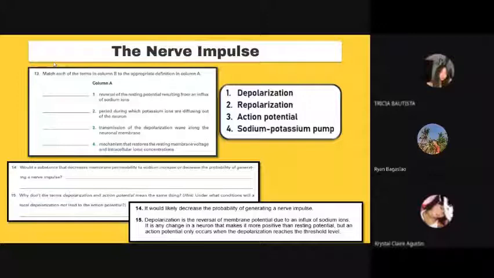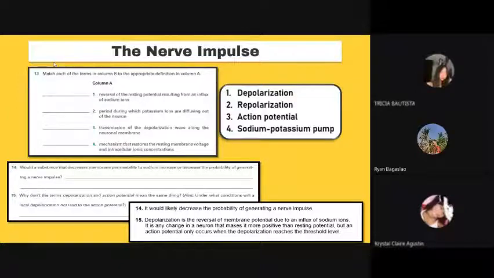Number 14, would a substance that decreases membrane permeability to sodium increase or decrease the probability of generating a nerve impulse? It would likely decrease the probability of generating a nerve impulse.